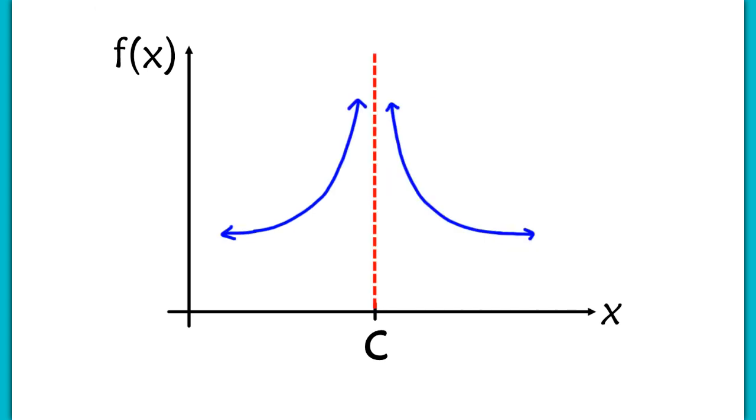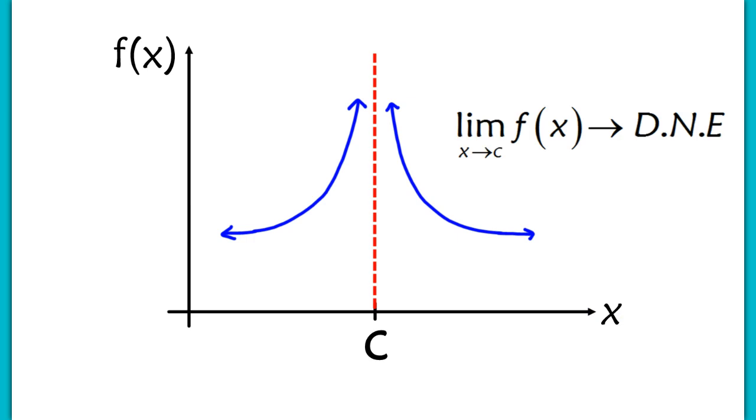And finally, in our fourth graph, we see that when x is equal to c, our function is undefined. We have that vertical asymptote. So once again, we would say the limit does not exist, but we would specify, because we're heading towards positive infinity here, that the limit as x approaches c is infinity.